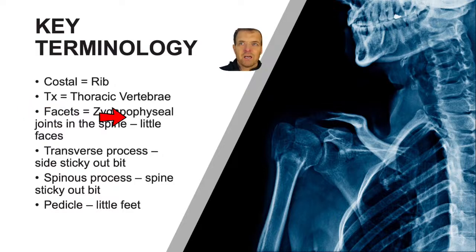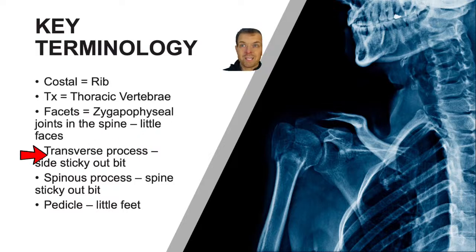Facet joints are called zygapophyseal joints in the spine. That's their official name, zygapophyseal. Facets mean little faces, so they're very, very smooth joints. We've just seen them in the lumbars. They're slightly orientated differently in the thoracics.